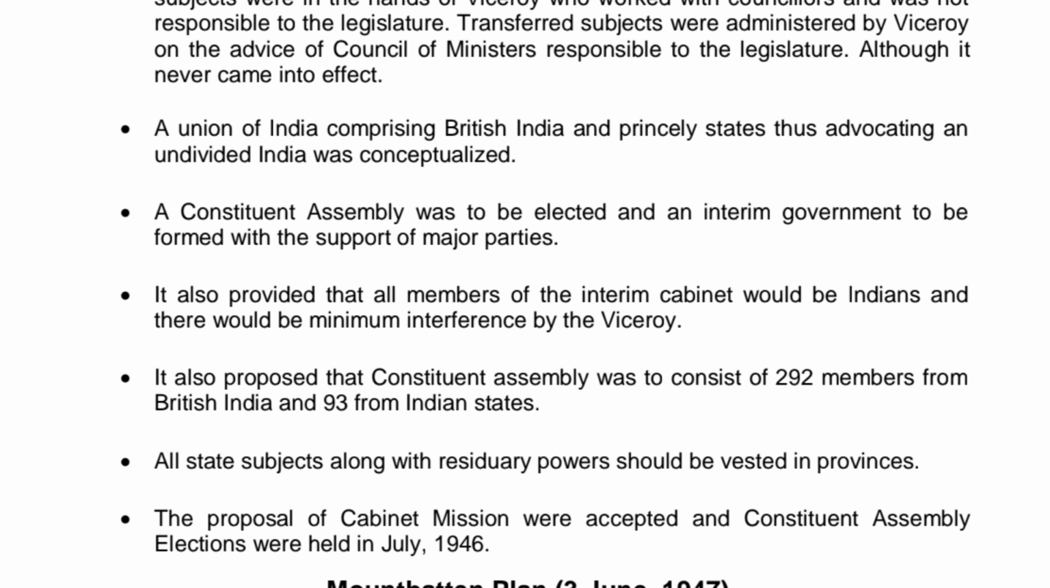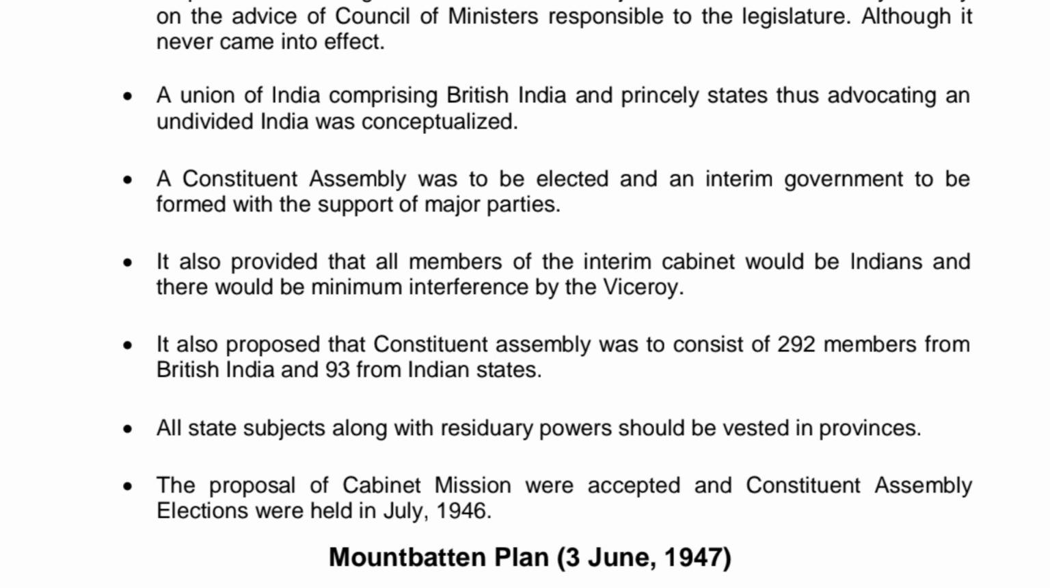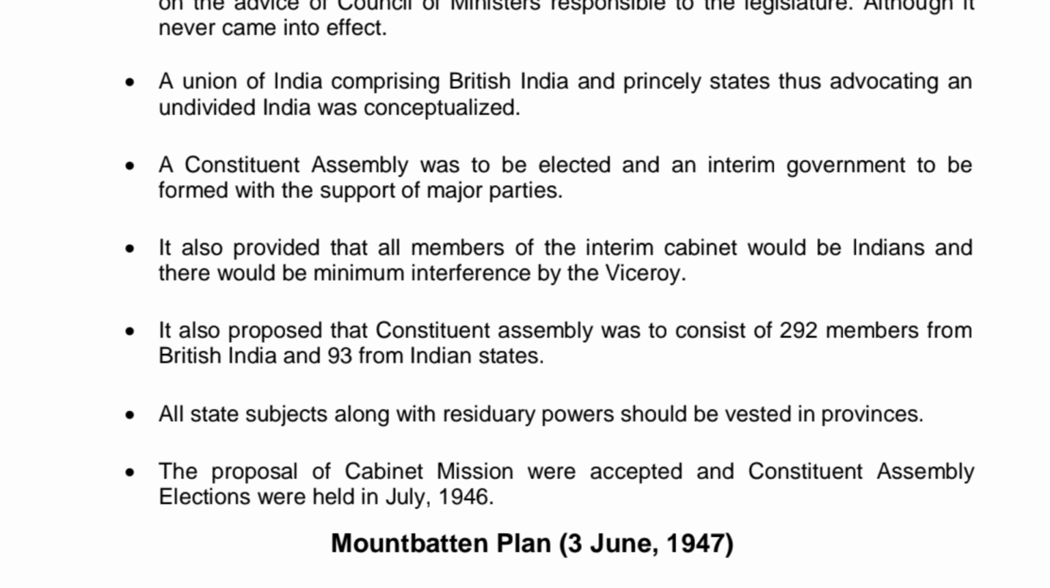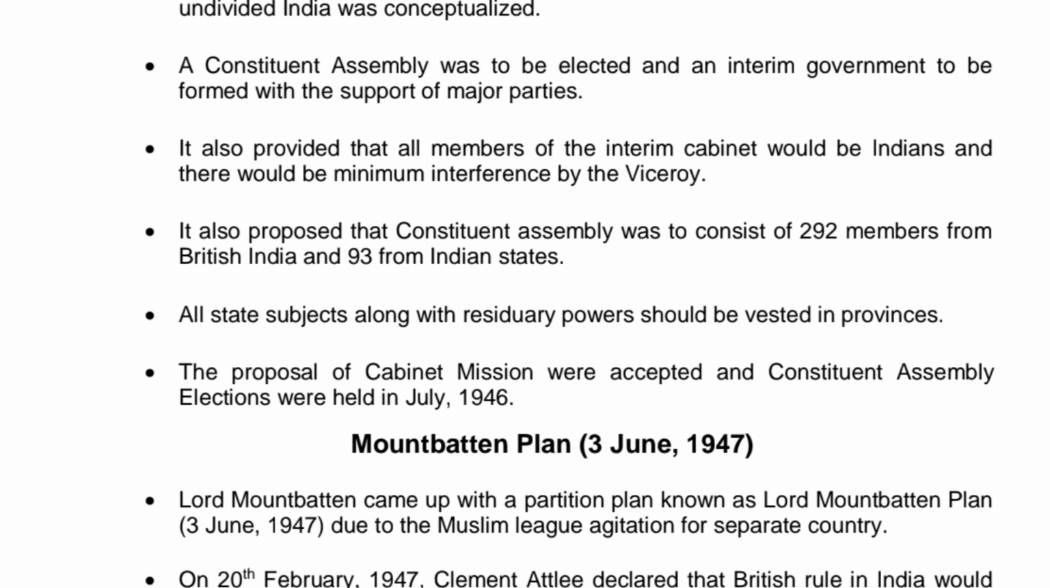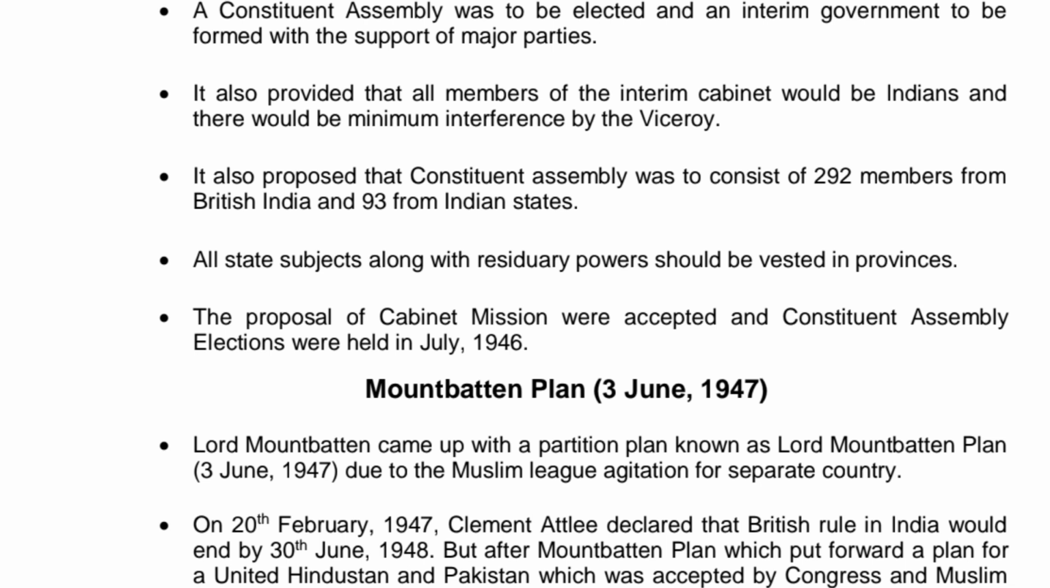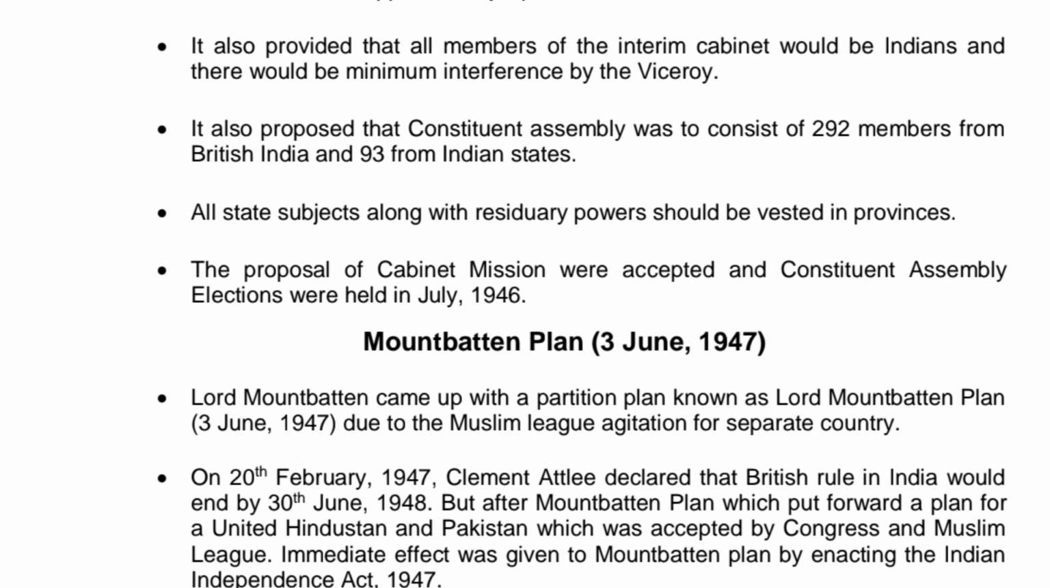So here a union of India, comprising British India and princely states, thus advocating an undivided India, was totally conceptualized. A constituent assembly was to be elected and an interim government to be formed with the support of major parties, right? It also provided that all members of interim cabinet would be Indians, and there would be minimum interference by the viceroy. So it also proposed that constituent assembly was to consist of 292 members from British India and 93 from the Indian states.